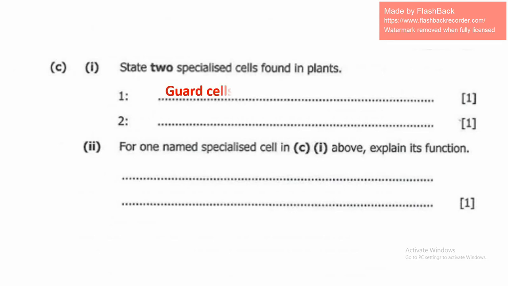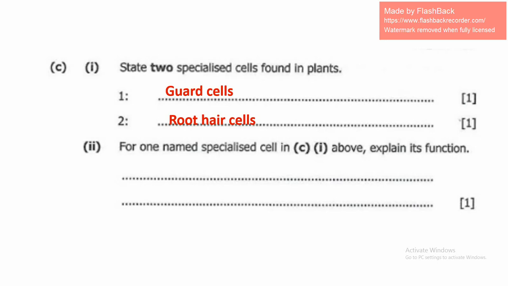Okay. So in plants we have the guard cells. These guard cells are found in the leaves. What do they do? The guard cells control the opening and closing of the stomata. That is one of the specialized cells found in plants. The other one is the root hair cell. The root hair cells are found on the tips of the roots, and they help in the absorption of water and mineral salts.